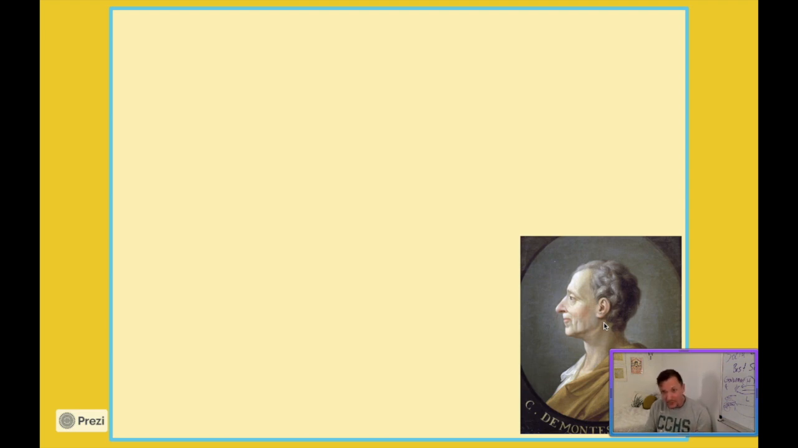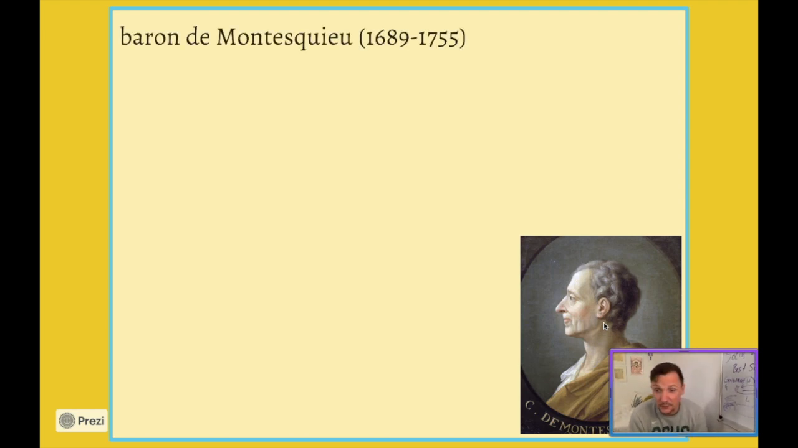One of the most important ones. We're going to try to get through at least two of them, or actually we'll probably get through all three real quick. The French philosophers that you need to know. One of the most important is a man by the name of Baron de Montesquieu.